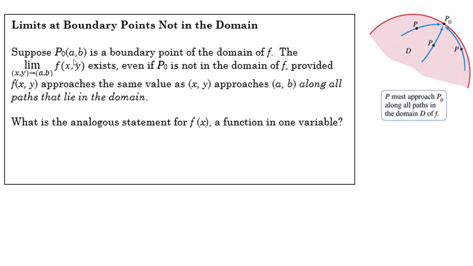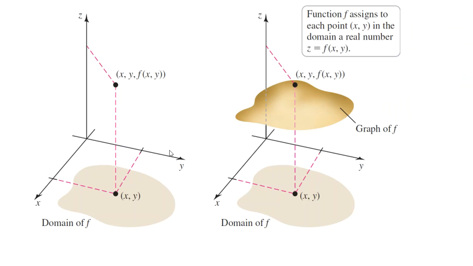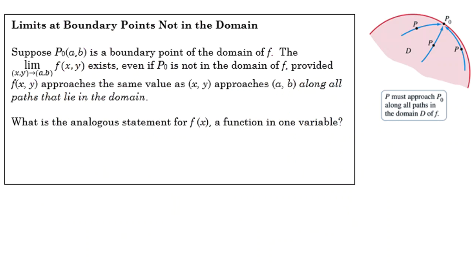Suppose P sub 0, (a, b), is a boundary point of the domain of f. Okay, let's just stop right there. So let's say we've got some function here, and here's our domain. Remember, our domain lives in R2. And so P sub 0 is on the boundary of this domain. This is a picture here, but I kind of like this three-dimensional picture.